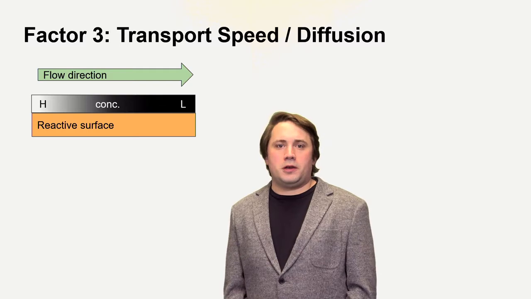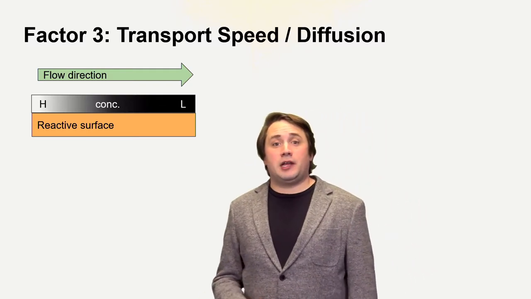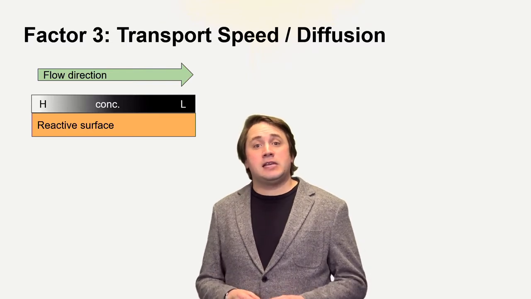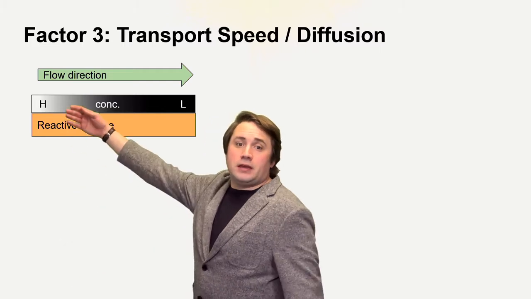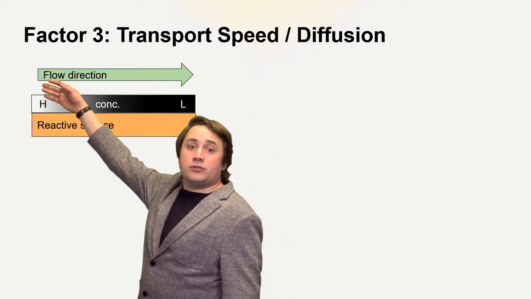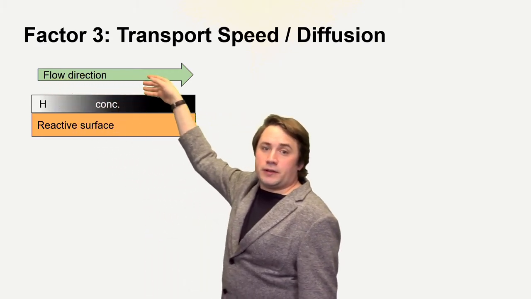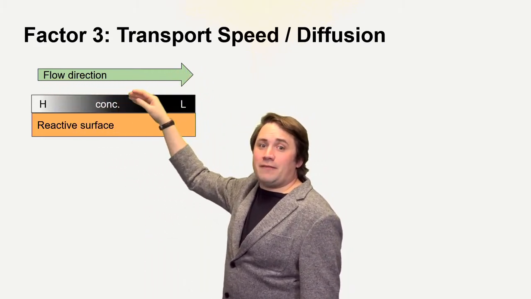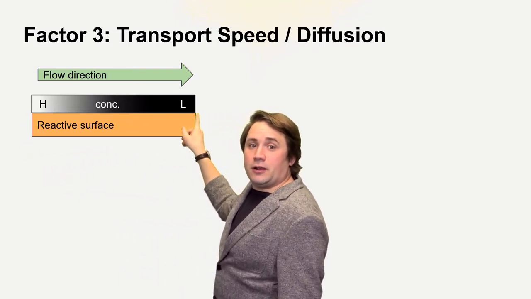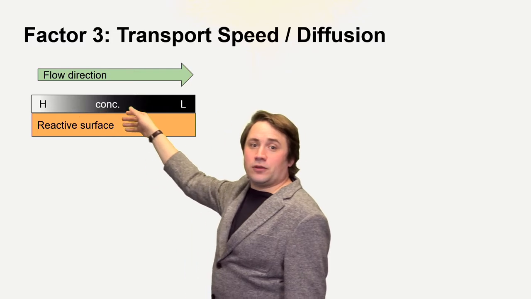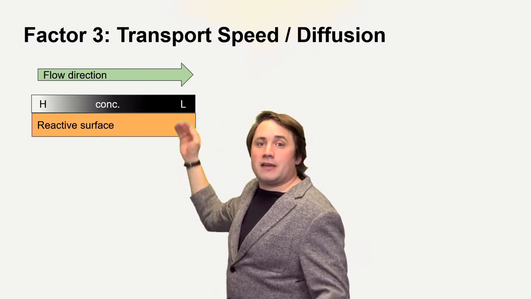So the third factor that I want to discuss is the impact of transport speed, which is important when you're considering, again, interactions between a solid phase and an aqueous phase. Let's just take this example above. Say you have a solution flowing over a reactive surface. This is a reactive surface, and the solution is flowing this way. And you measure a K value simply by measuring the concentration here and the concentration here, and then dividing by the time that it takes for the aqueous phase to flow over the solid phase. That will give you an apparent K value.